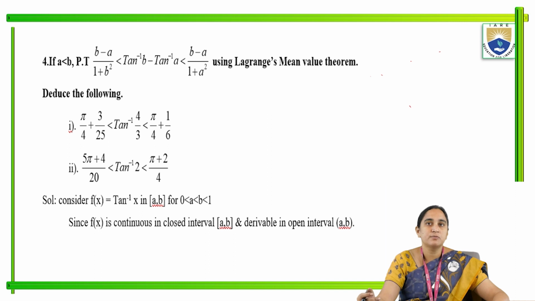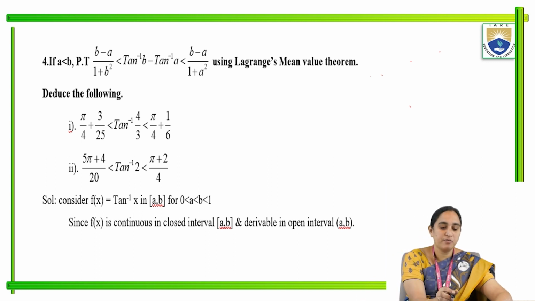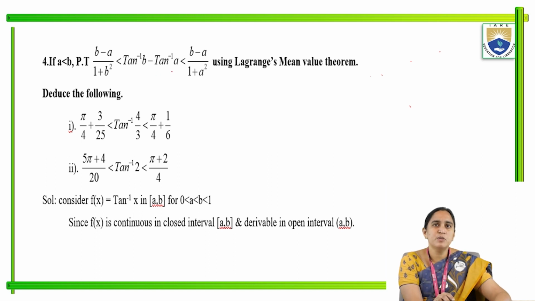Consider, first we have to assume the function from the given question. How are we assuming it here? What we have to prove here is b minus a by 1 plus b square less than tan inverse b minus tan inverse a less than b minus a by 1 plus a square. From that, I'm assuming from tan inverse as a function f of x. That means I'm assuming f of x is equal to tan inverse x in the closed interval a comma b, with the condition 0 less than a less than b less than 1.